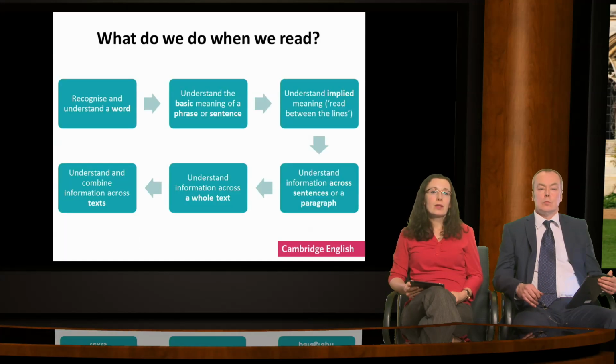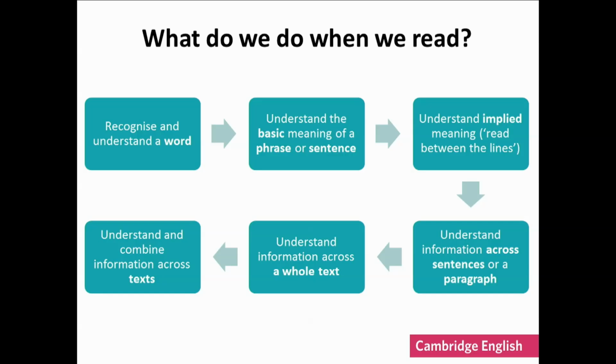When we read, we process different levels of information, and you can see this chart on your handout. What do we do when we read? At the lowest level, we recognize letters and understand words. Then we understand the basic meaning of a phrase and of a whole sentence. Next, we understand the meaning which is not explicitly present in the sentence, a meaning which is implied, so we read between the lines. We then understand or build meaning across sentences and a paragraph. We understand information across a whole text.